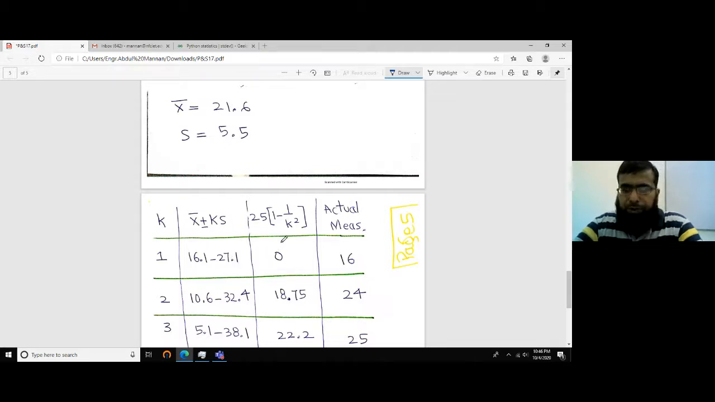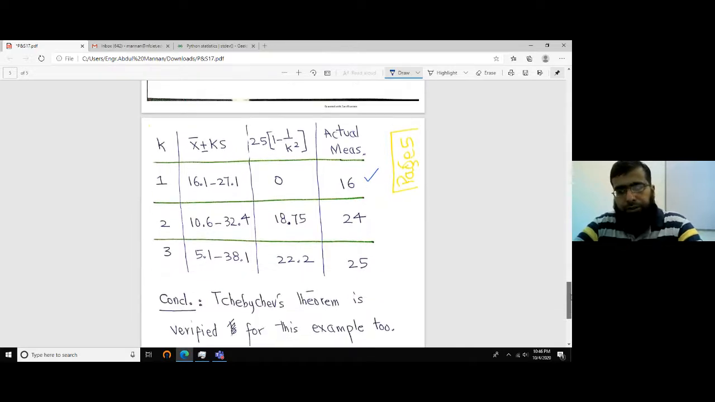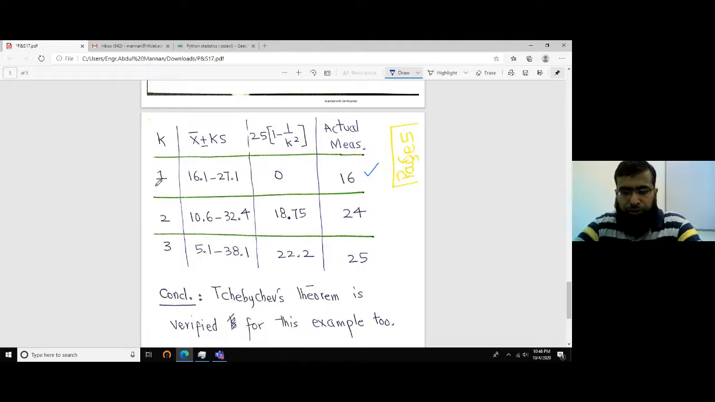So there must be at least, putting k equal to 1 here, 1 minus 1 over 1, which is 1 minus 1, which is 0, times 25. We should have at least 0 measurements in this range, but we actually have 16, a lot more than 0. So this theorem is verified for k equal to 1.